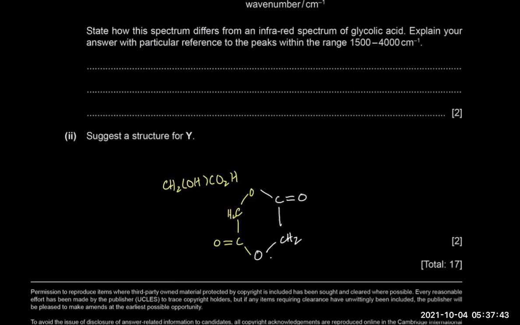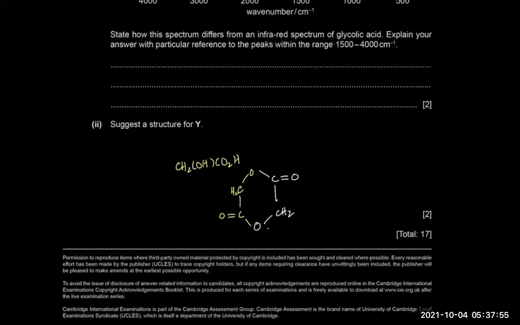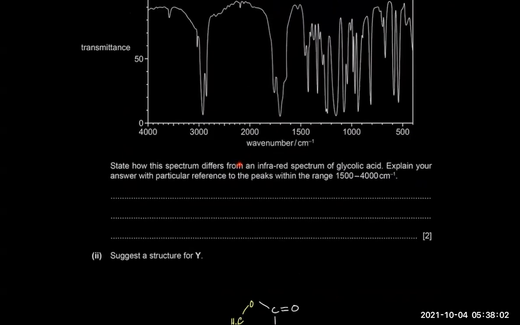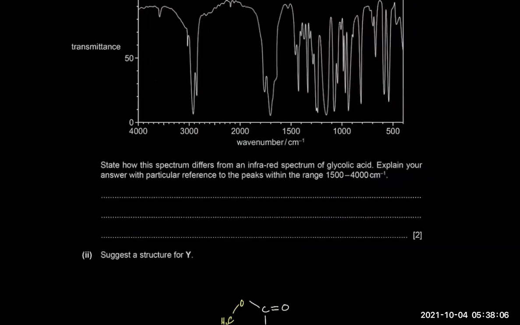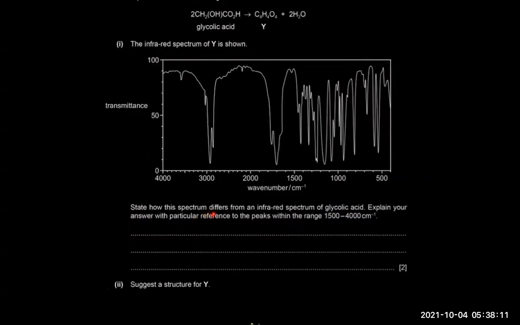Okay. The reason I've shown it like this is because we know that the O comes from the alcohol and the C double bond O comes from the acid in the ester linkage, right? All right. So that's the structure. Now state how the spectrum of this product differs from an infrared spectrum of glycolic acid. Explain your answer with particular reference to the peaks within the range 1500 to 1400.